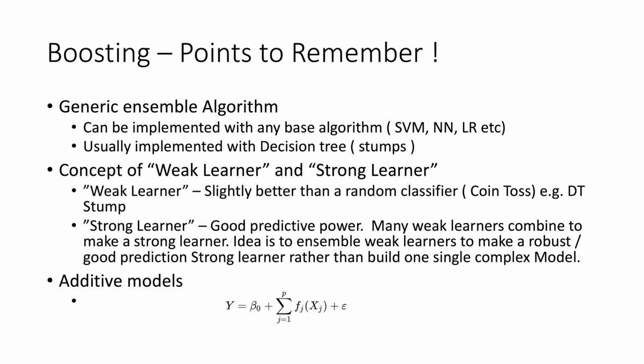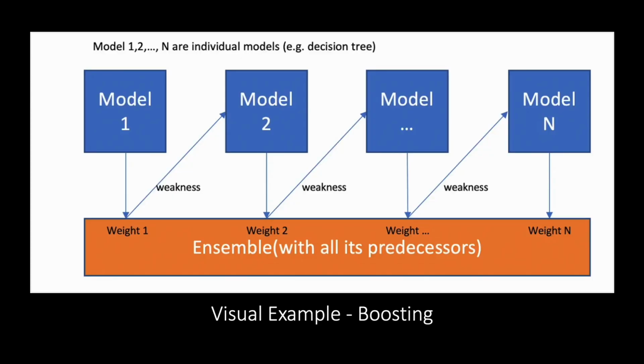In the case of this group, we do not want to create one single complex decision tree with good predictive power. No, we want to make multiple weak learners and have a combination of them, and then that combination should become a strong learner. All these models, our boosting techniques or bagging techniques, are called additive models. Why are they additive in nature? Let's see what we are doing over here.